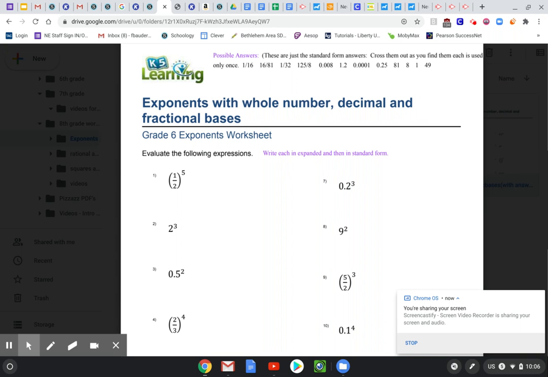Hello, math development students. Today we're going to be looking at exponents with whole numbers, decimals, and fractional bases. We are going to be evaluating the following expressions.